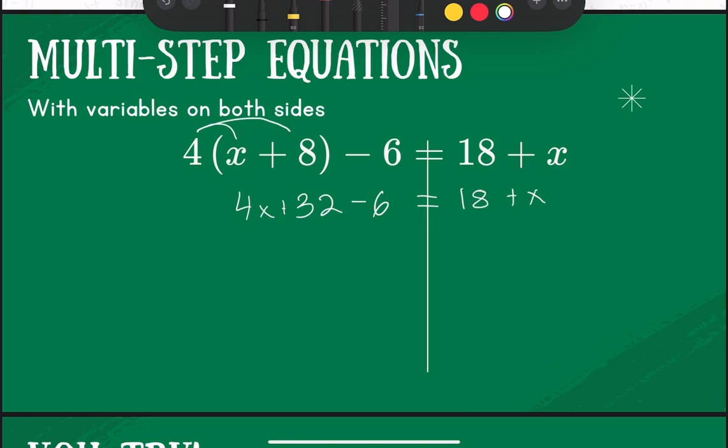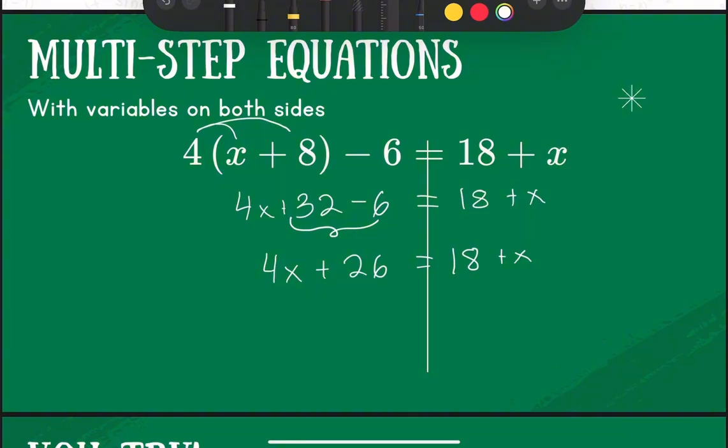Now something else I know I could do is that I could combine this 32 and that minus 6. So that's going to give me 4x plus 26 is equal to 18 plus x. So just to clarify, all I've done so far is subtract 32 minus 6.